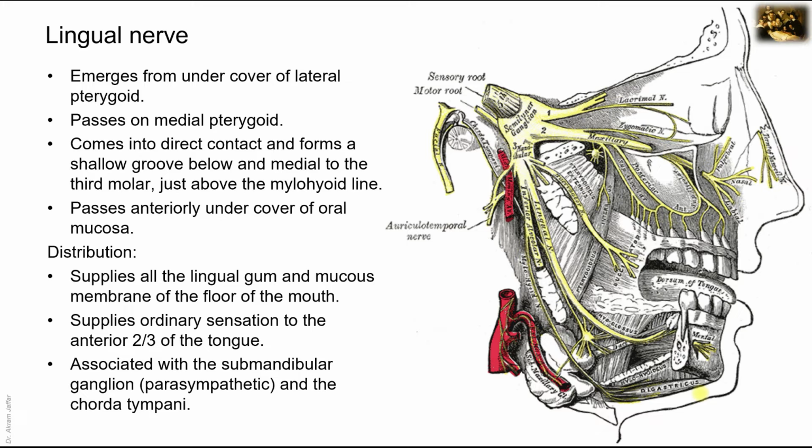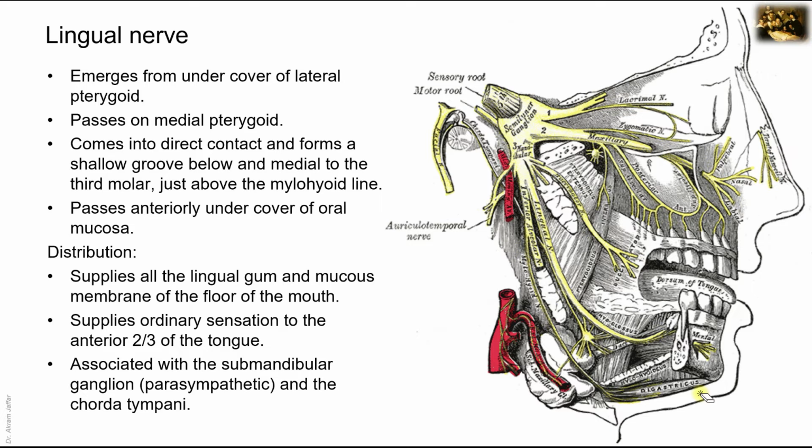Now the nerve itself, the fibers that originate from the trigeminal nerve, they supply all the lingual gum and the mucous membrane of the floor of the mouth, general sensory fibers. It supplies ordinary sensation for the anterior two-thirds of the tongue: pain, touch, temperature sensation. That's what we call ordinary somatic sensation.